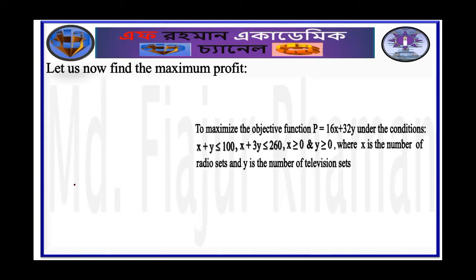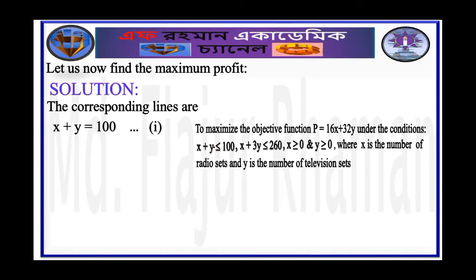However, in either case, we should write the corresponding straight lines. The corresponding straight line of the first linear inequality is x plus y equals 100. Similarly, x plus 3y equals 260 for the second linear inequality. And similarly, x equals 0 is the equation of the y-axis, and y equals 0 is the equation of the x-axis. The x-axis and y-axis are always drawn on the sheet of graph paper.